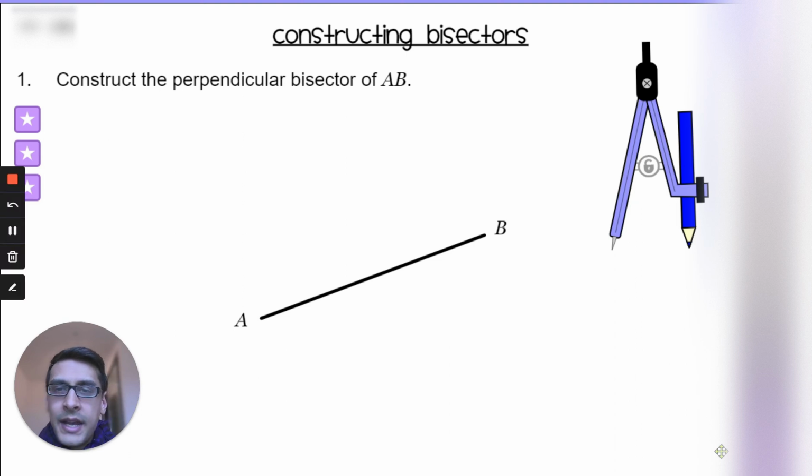Okay, what we're going to look at now is the first part of constructions that's not to do with triangles. So specifically, we're going to look at line segments and lines and how they interact using geometry.